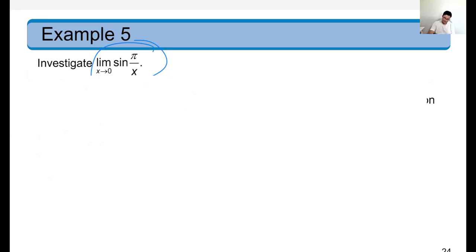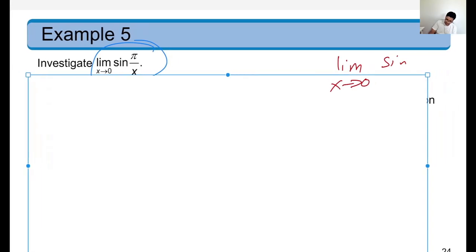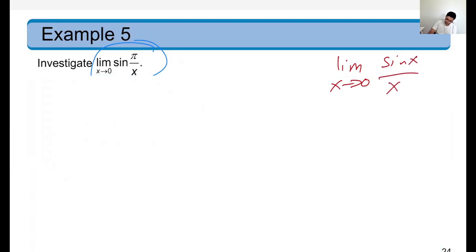If you are recollecting what we had discussed earlier, we had mentioned that the limit as x approaches 0 of sine x over x was 1, right? Here the numerator is pi, a constant. Now what happens? As x gets closer to 0, 1 over x or pi over x will become larger and larger.